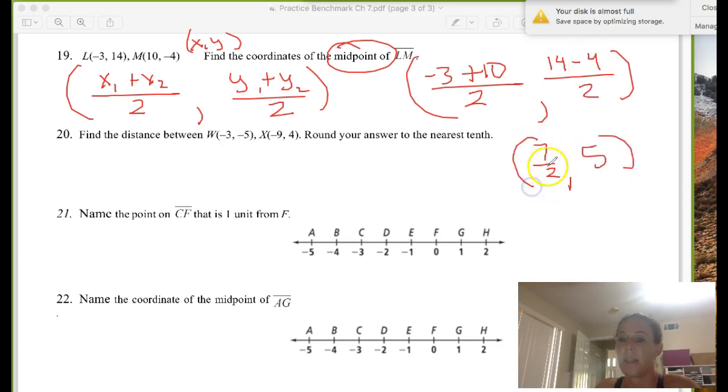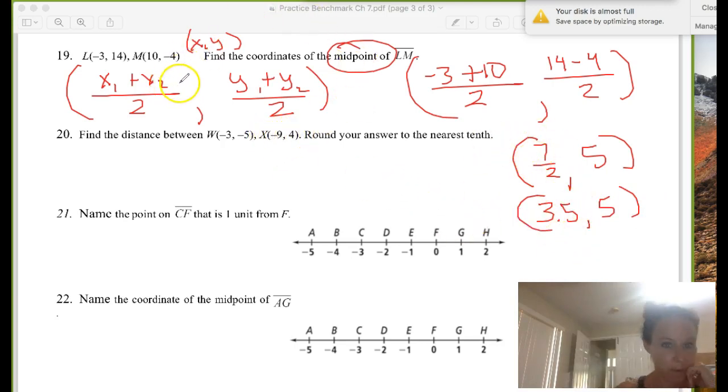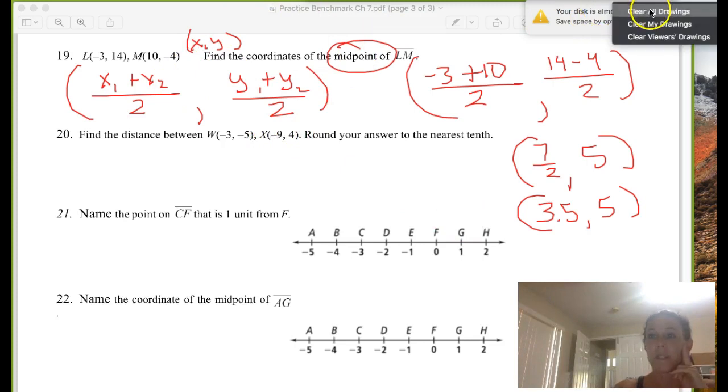Now you can write this as a fraction, 7 halves, or if you want to divide 2 into that, 2 goes into 7 3 times with 1 left over, so it would be 3.5, 5. Either way, these are both fine. All right, so make sure you know the midpoint formula. Next one, make sure you know the distance formula.